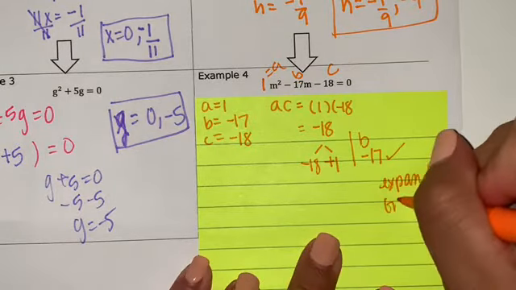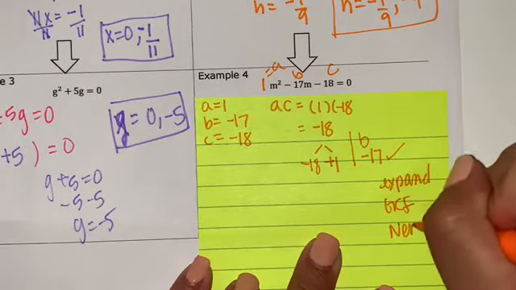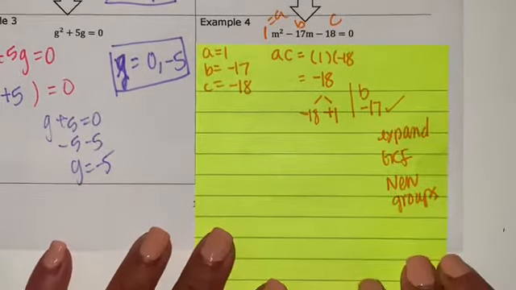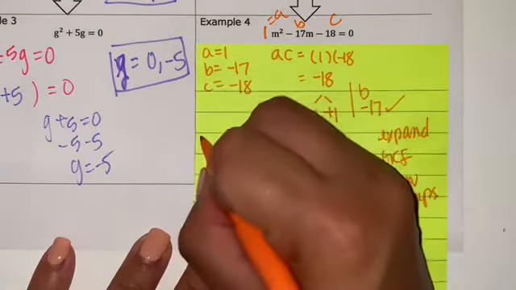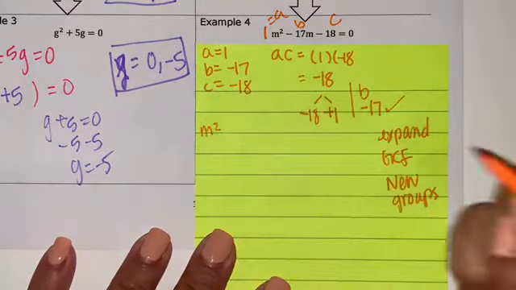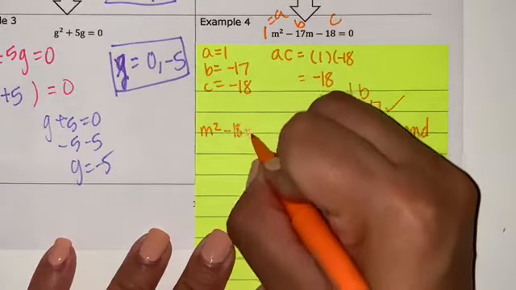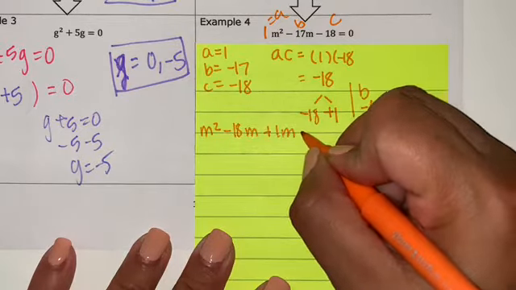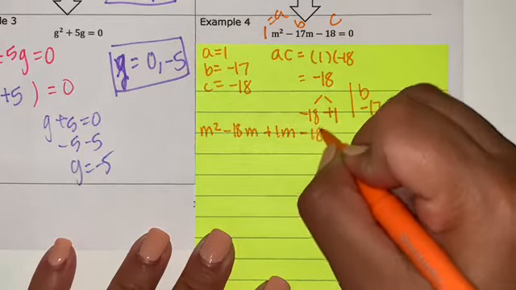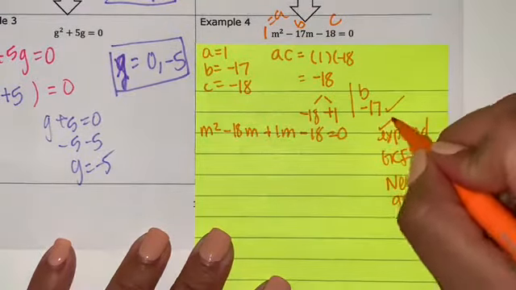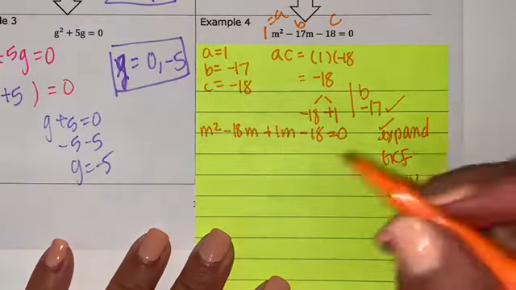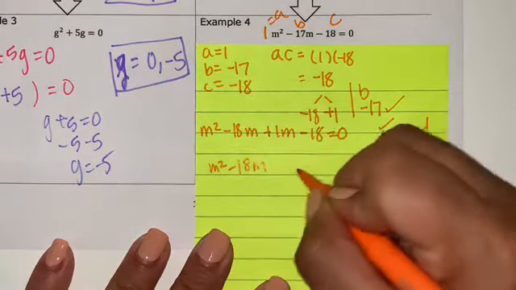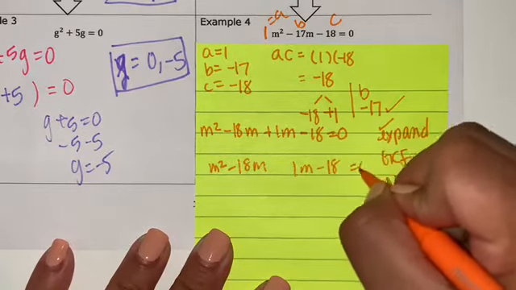And then you're going to do GCF. And then you're going to do your new groups. Okay, so I have m squared minus 18m plus 1m minus 18 equals 0. I have expanded, and then you're going to find your GCF, so you're going to need to group. I have m squared minus 18m, plus 1m minus 18 equals 0.